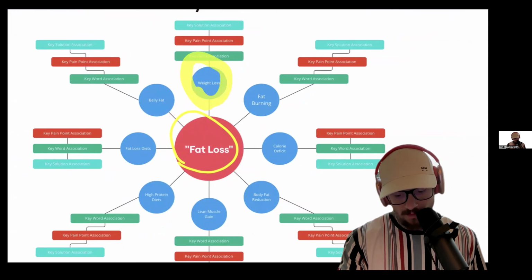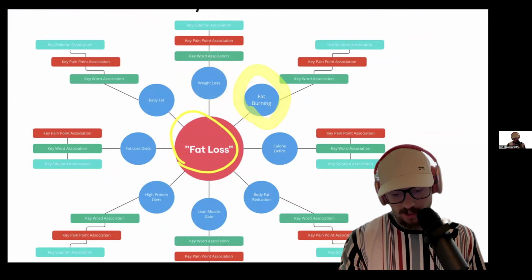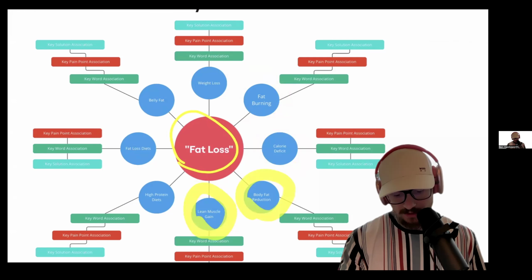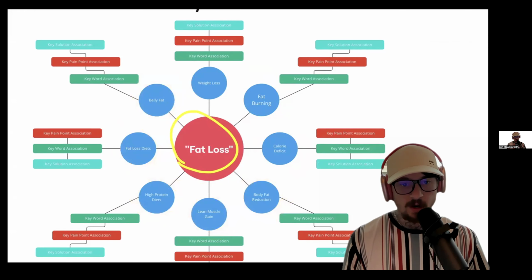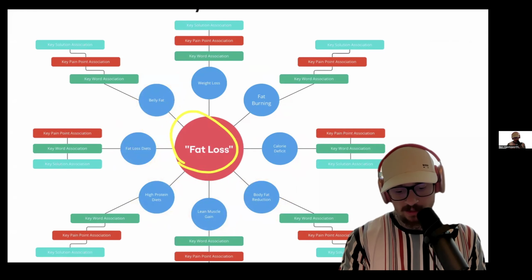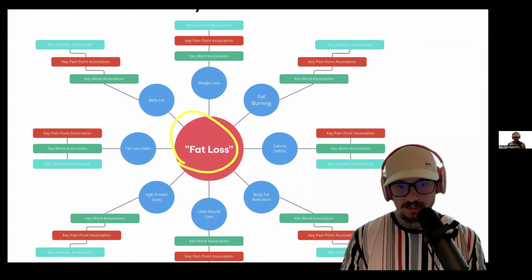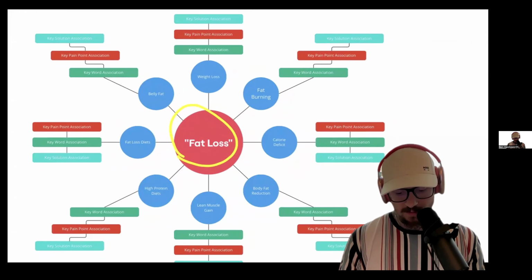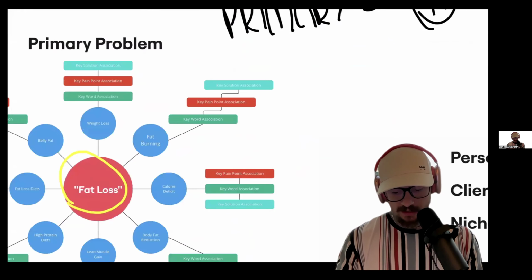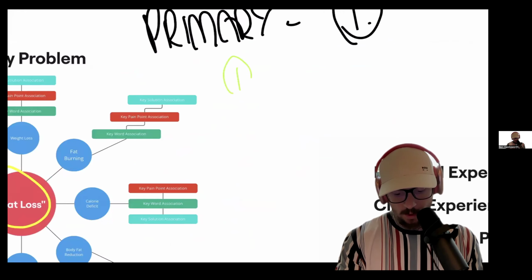So number one, we've got weight loss. Number two, fat burning. Number three, a calorie deficit. We've then got body fat reduction, lean muscle gain, high protein diets, fat loss diets, and then obviously losing belly fat. So what I need you to do, when you're starting to create your content, is put yourself in your niche's shoes and think, how can I make this as simple as humanly possible? So we've got number one primary problem, we've got number two, we've got number three.